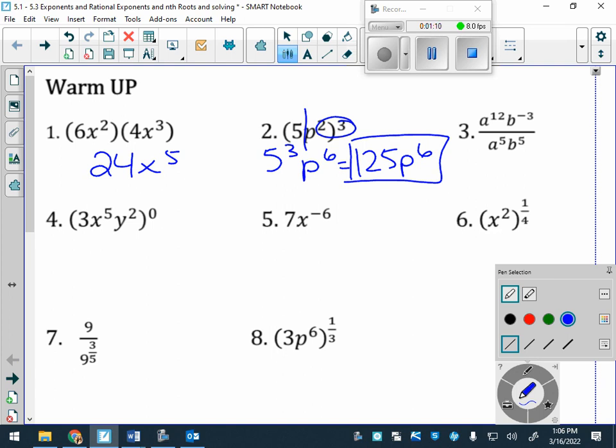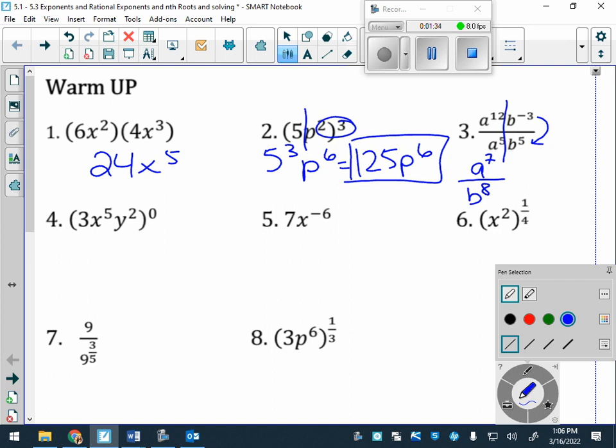And then for number 3, nice job. You are subtracting. Keep your a's together. So you end up with, which is correct on the board, a to the 7th. But can we have negative exponents? No. If it's in the numerator, where do you make it become positive? Denominator. So then we're going to end up adding. So it's b to the 8th.